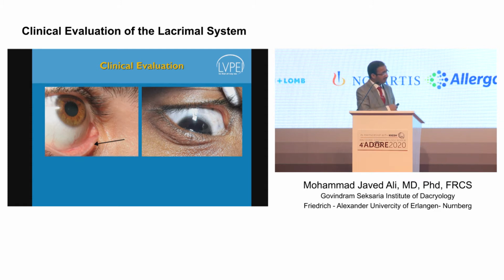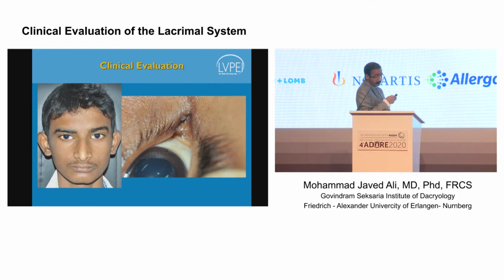So that's something important. So once you look at that, the first question should be, is the punctum present or not present? So if it is present, like you see in this case, this is a case of punctal agenesis. And once you know that the punctum is present, it's very important to assess the congruity of the punctum with the ocular surface or the globe.